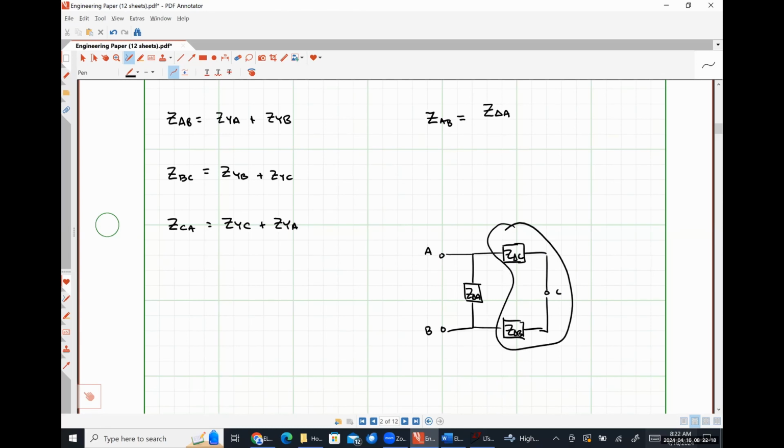So I'm just adding these two guys together because that total impedance is between A and B, and it has to be in parallel with any other impedance seen between terminals A and B. So I have Z delta A in parallel with Z delta B plus Z delta C. So that's going to look like Z delta A times (Z delta B plus Z delta C) all over Z delta A plus Z delta B plus Z delta C.